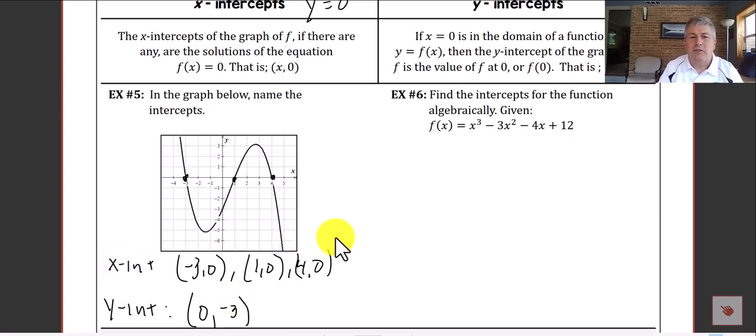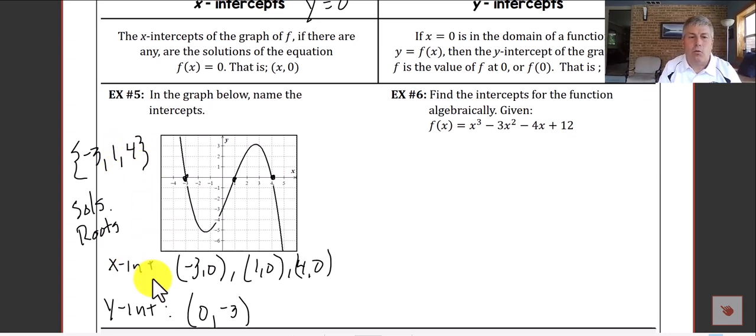Now sometimes the x-intercepts, we might call those solutions, or we might refer to them as roots. And in that case, if they're solutions or roots, then we might just write them as the set -3, 1, and 4, and we don't worry about the ordered pairs. But I think as x-intercepts, I prefer that you refer to them in their ordered pairs.